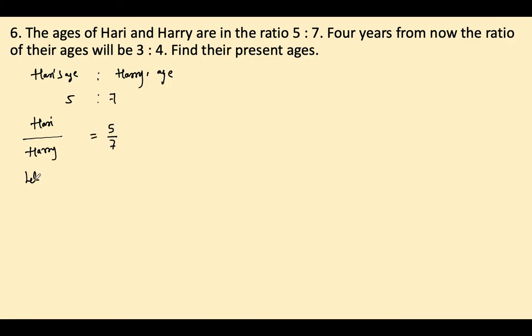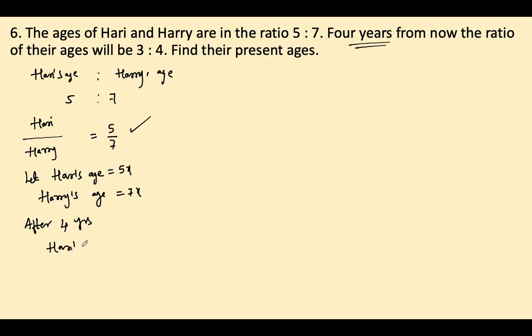Because they are in this ratio 5:7, let us assume Hari's age is equal to 5x and Harry's age is equal to 7x, so that when I take the ratio of this, it will be 5/7. Now these are the present ages. So after 4 years, what will be their ages? The question says 4 years from now, that means after 4 years. Hari's age will be 5x + 4 years. And Harry's age will be 7x + 4 years, isn't it?